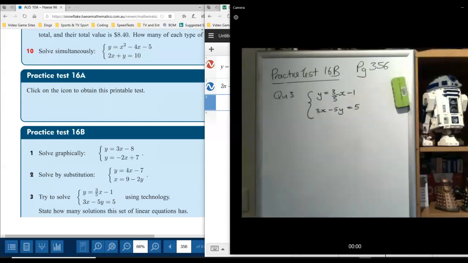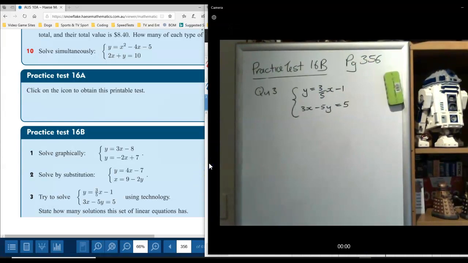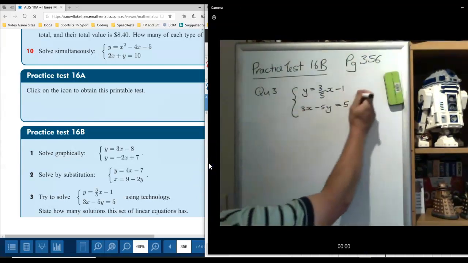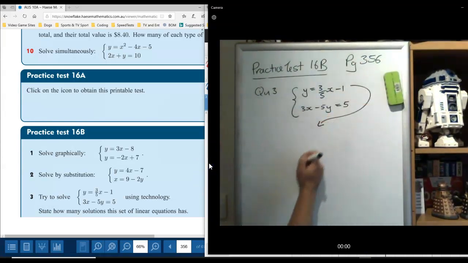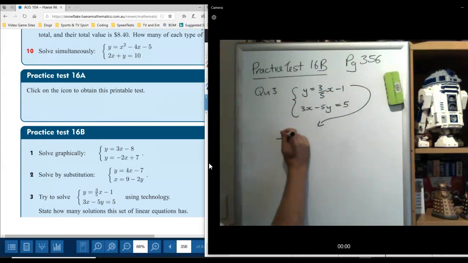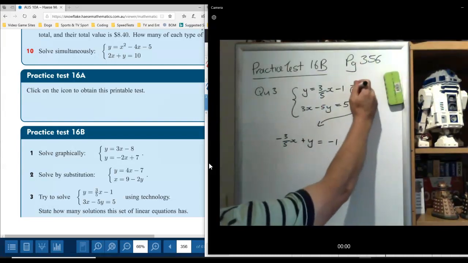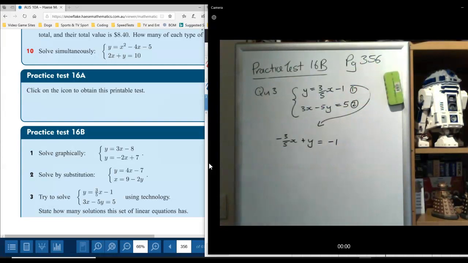And let's have a look. I'll switch my camera back on because I'm going to show you how we can see that. Let's have a look at this equation here. Well, we could move this 3/5 over here. We could subtract it over the other side like this. And remember, this is the first equation. This is the second equation we had.